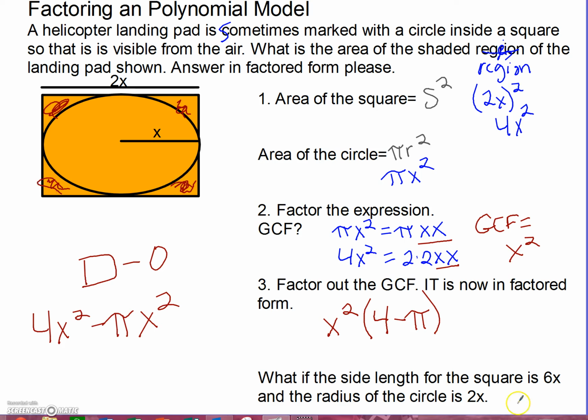Okay, all right, so work your own with the length of the side. So if we had our landing pad here with the length being 6x and then the radius of my circle being 2x, what is the formula for that shaded region around it?